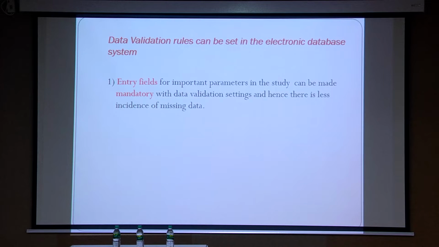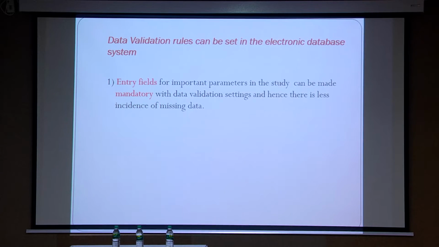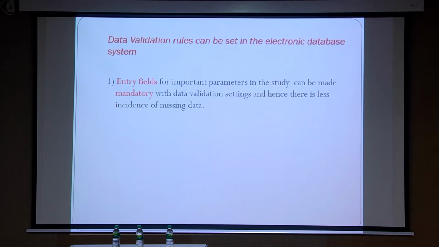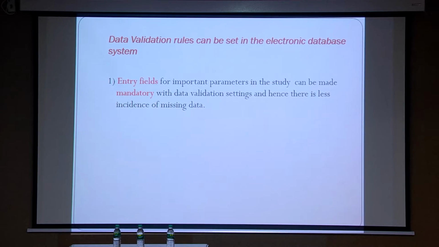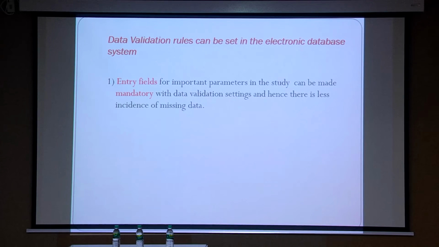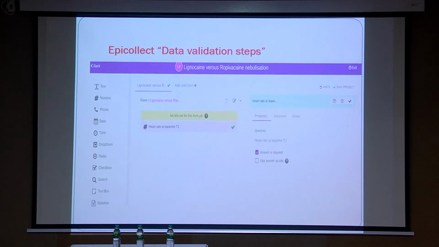So the first step, we can make entry fields mandatory. So what happens with the paper case report form? We often tend to leave out a few questions or a few check boxes sometimes. So we'll end up with missing data problem at the end. However, in an electronic database system, what we can do, we can make entry fields mandatory, thus reducing the incidence of missing data. Let's see how we do this.